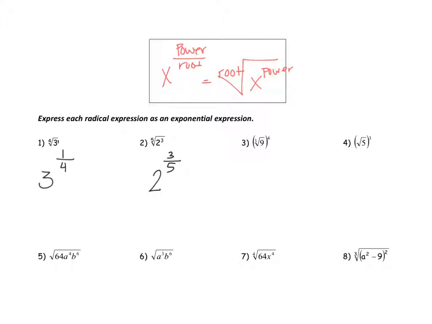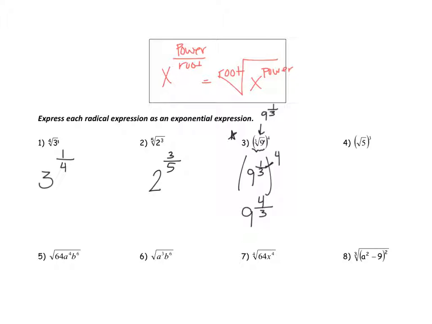Now number 3 is kind of 2 steps. Let's simplify the inside first. So this is the cube root of 9 to the 1st, which is 9 to the 1/3. And then we're going to raise that to the 4th power. This here is a common conversion. If we remember, the cube root of a number is the same as that number to the 1/3. Okay? And then the rule says I can multiply these two exponents, so it's 9 to the 4/3. When I multiply 1/3 times 4, I get 4/3.